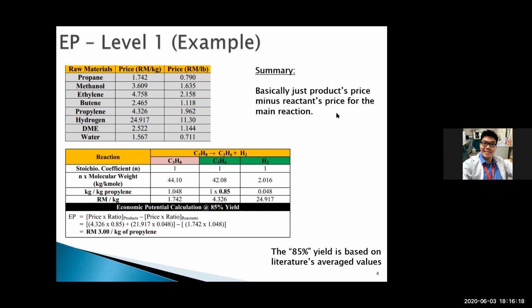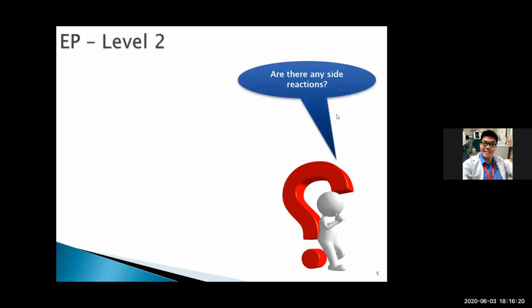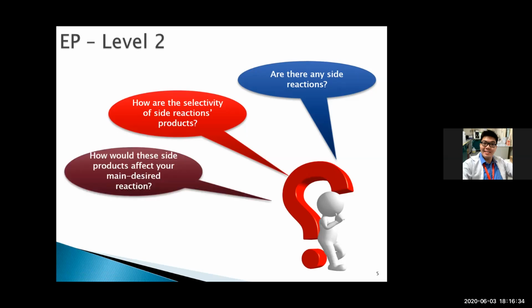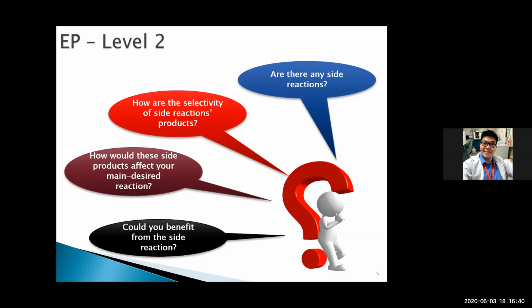From EP2, again, we should be asking ourselves, are there any side reactions that can happen? Whether these side reactions affect the selectivity of our main product, and whether the selectivity of the side product affects our main product. And could you benefit from this side reaction? Maybe you want to produce something else other than your main product.